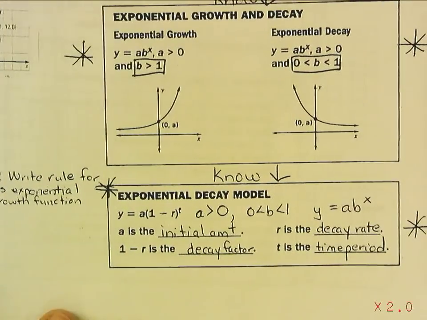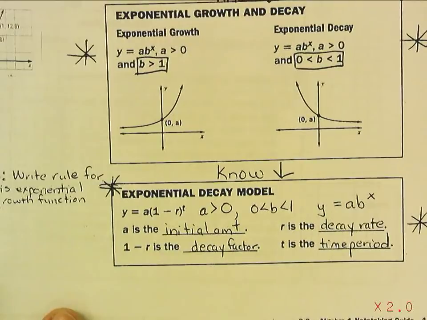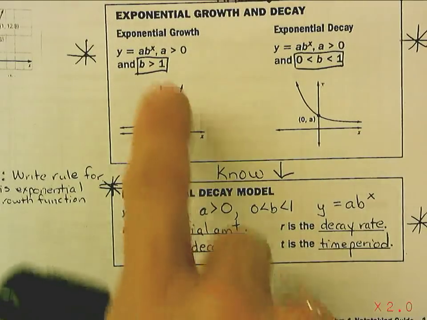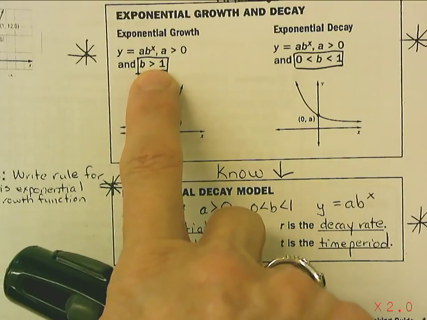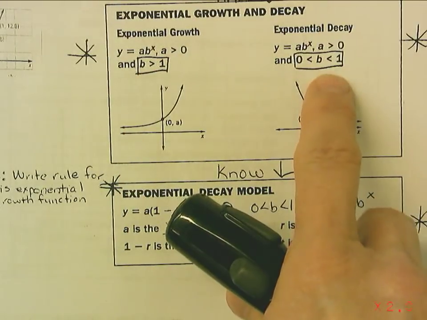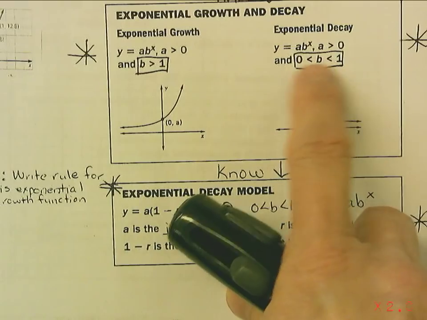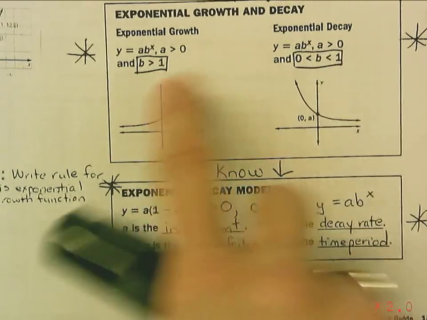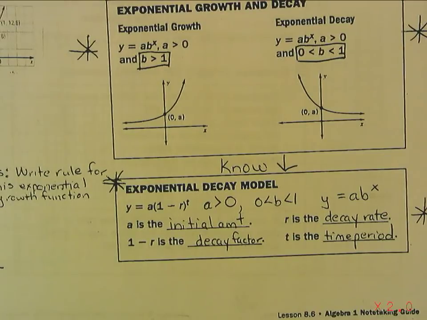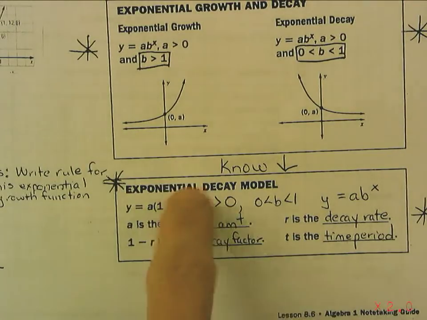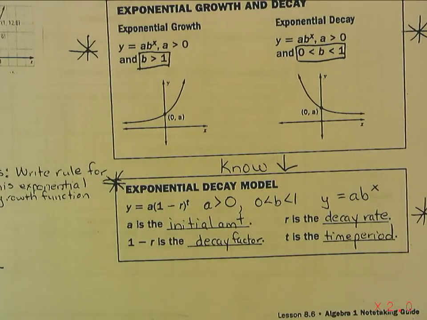I tell you, you have to know this for the test. You have to know exponential growth is when B is greater than 1. Exponential decay is when B is in between 0 and 1. And in both cases, A has to be greater than 0. So it's neither growth nor decay when A is less than 0. So reflections are not called growth or decay. They're just called exponential functions.